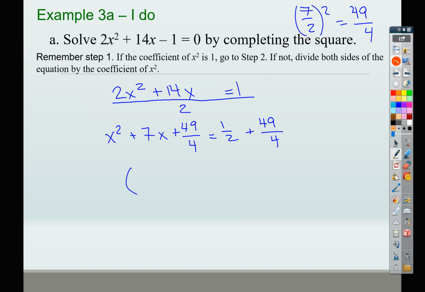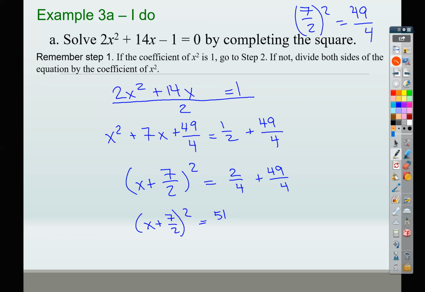And then I'm going to factor. So I get the square root of x squared, this sign, and the square root of 49 over 4, which is 7 and 2. And then I'm going to combine these. So I have to change to a common denominator. So I'm going to change 2 over 4 plus 49 over 4, which would be 51 over 4.